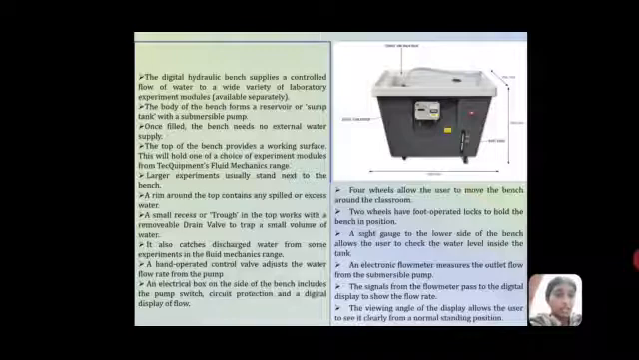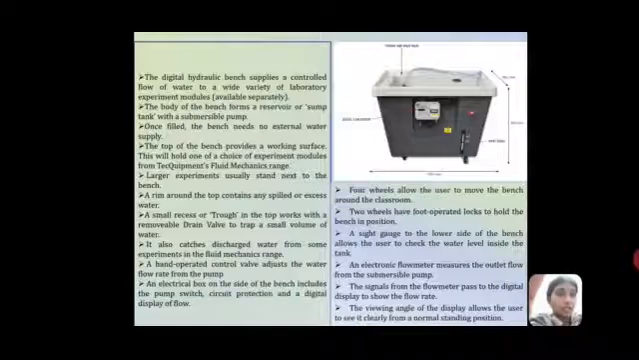You can also see the hand operated control valve, which helps adjust the flow rate from the pump. And you can also see an electrical box on the side of the bench. It includes a pump switch, circuit protection and a digital display of flow. There are four lockable wheels, which allow the user to move the bench around the classroom or around the laboratory where the experiments are done.